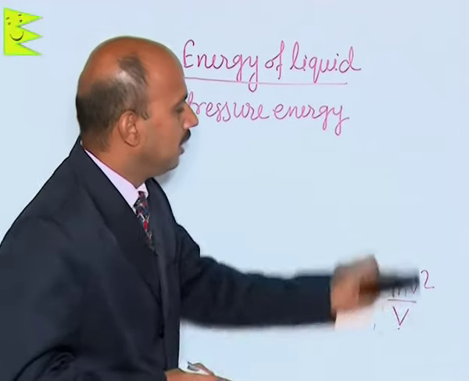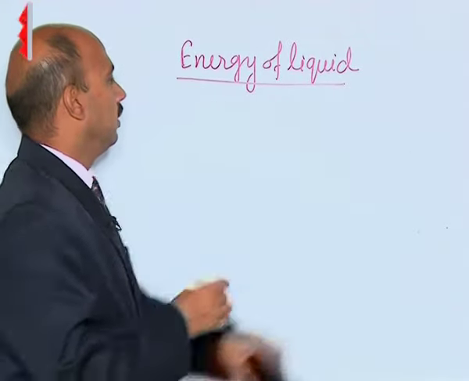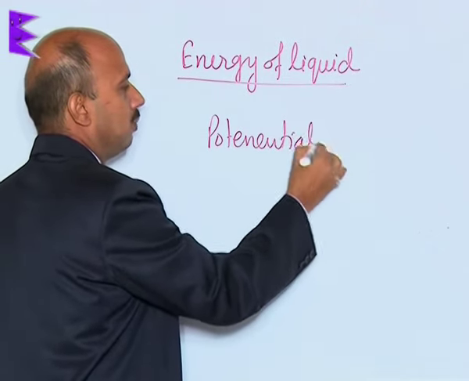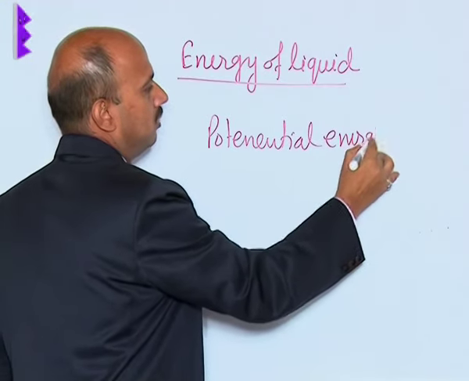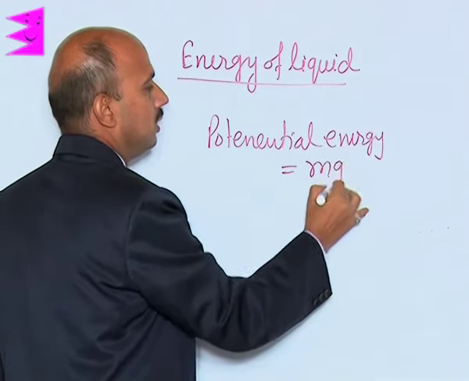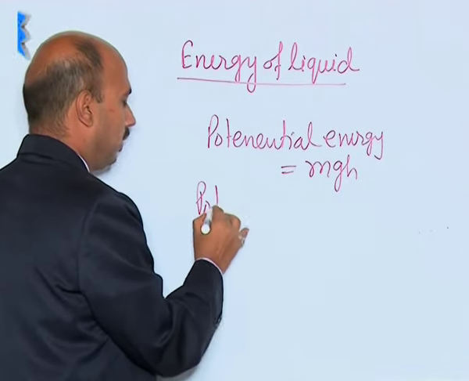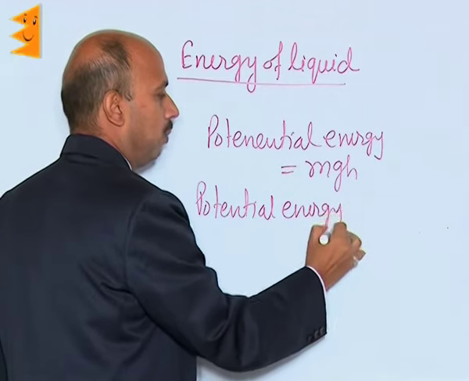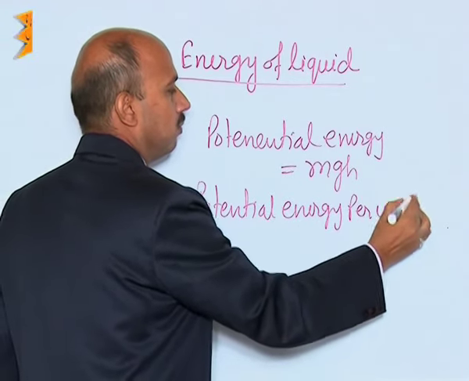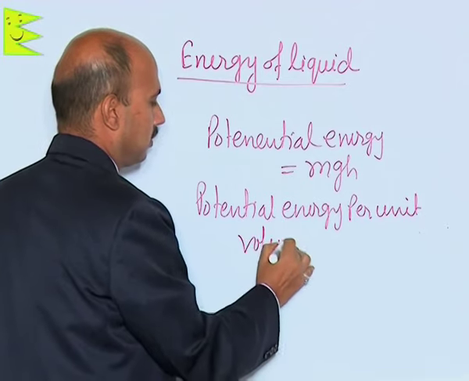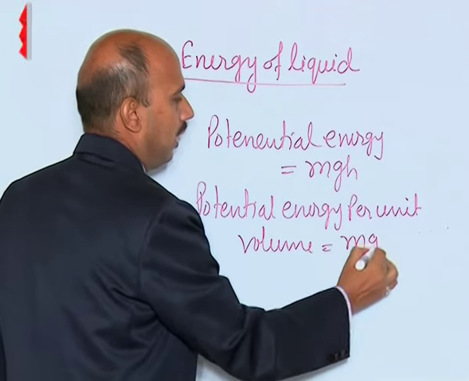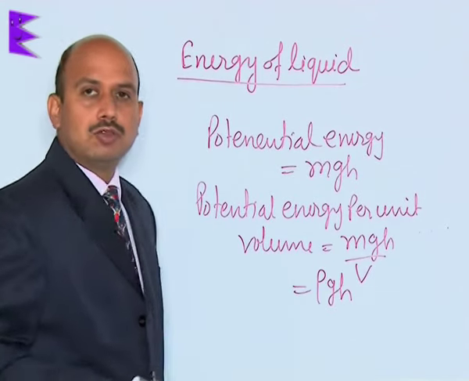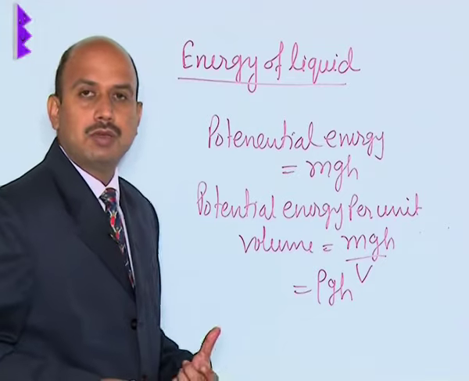And now, you can also take potential energy per unit volume. Potential energy is also called gravitational potential energy. Potential energy is equal to mgh. So, potential energy per unit volume is equal to mgh upon V, that can be written as rho gh. So, these are the different kinds of energy per unit volume.